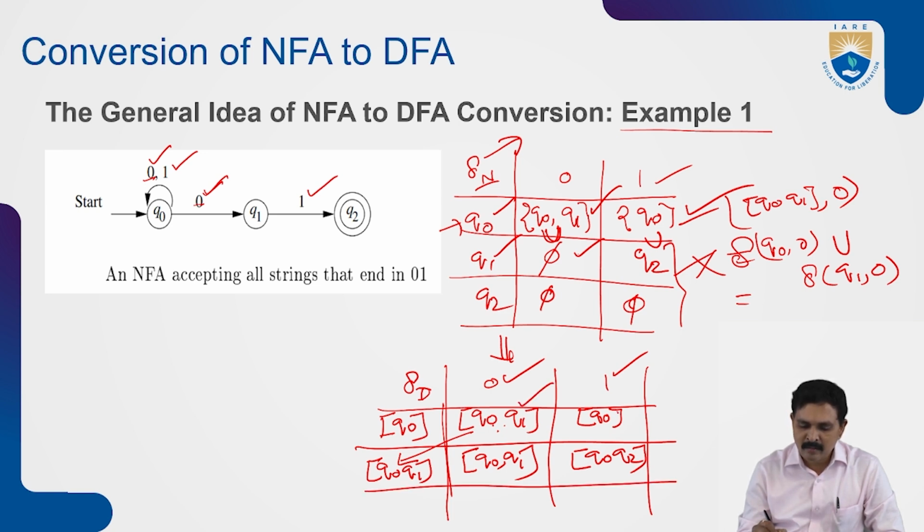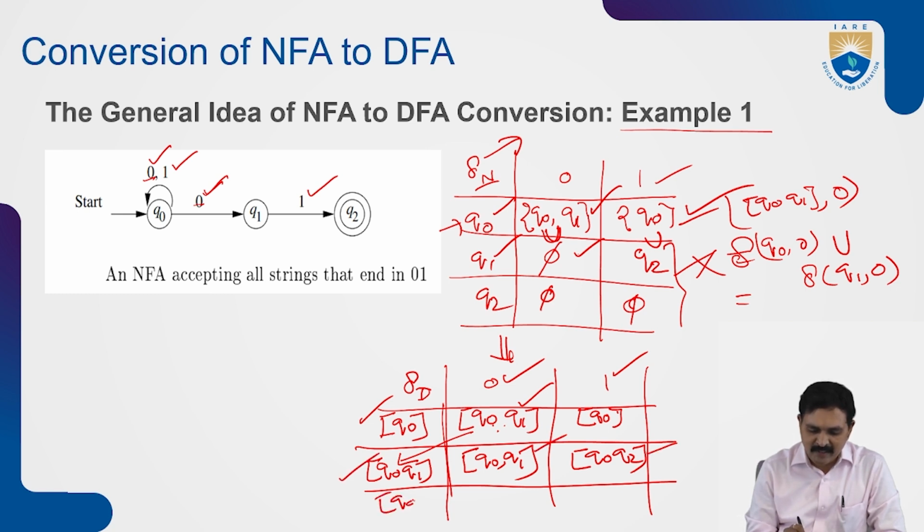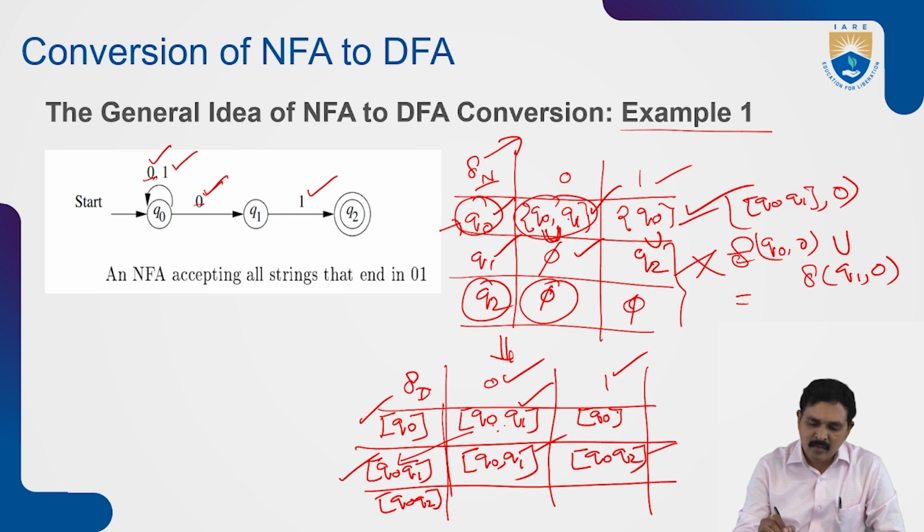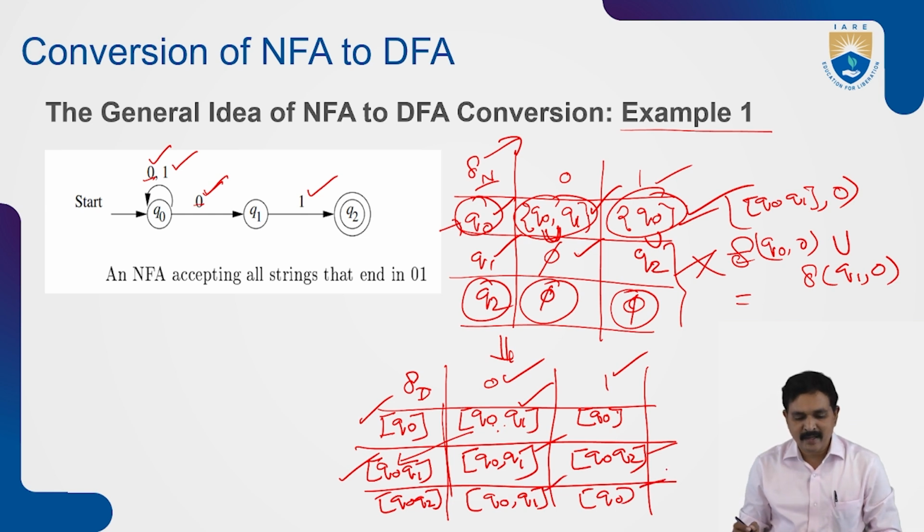Next one is Q naught. Q naught is already completed. Q naught Q1 is also completed. What is the state here? Q naught Q2 is a new subset. You always find a new subset only. So what is Q naught Q2? You take Q naught Q2, this one's result union this. Q naught Q1 union pi, you're getting the result, same thing, Q naught Q1. And one more, Q naught union pi is Q naught. I think everything is completed. So this is a complete DFA transition table.